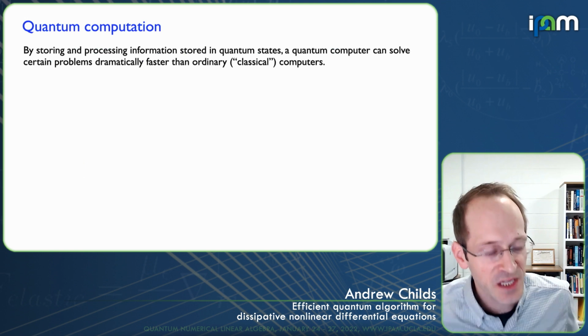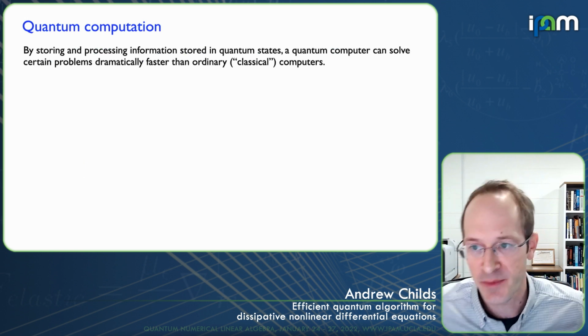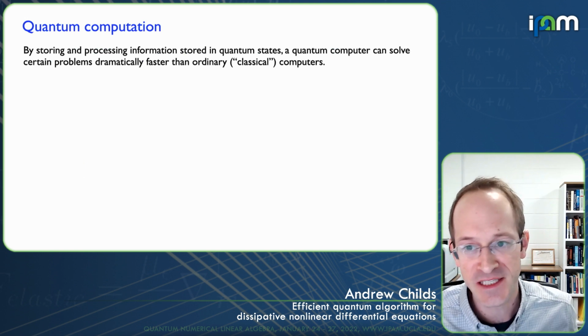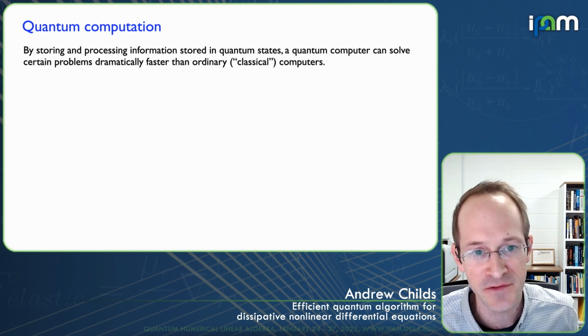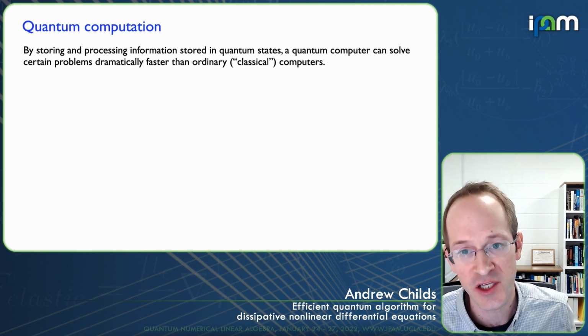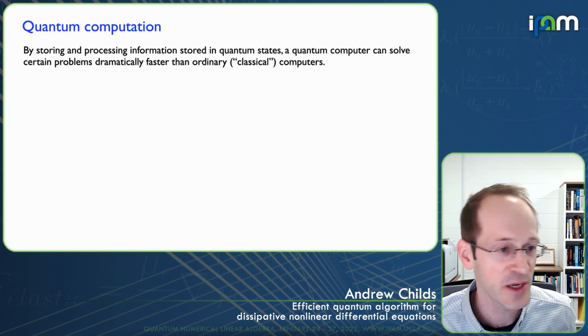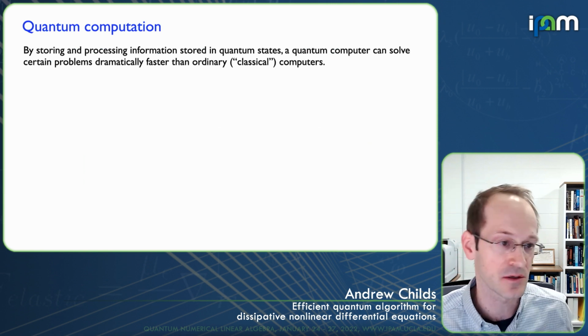Okay, so this is, I guess, the first talk of the meeting. So let me start with some very basic background that's probably familiar to many of you. As you know, we're interested in understanding what are the things we can do with quantum computers that we can do faster than we could using classical computers.